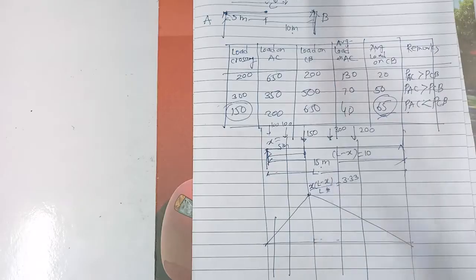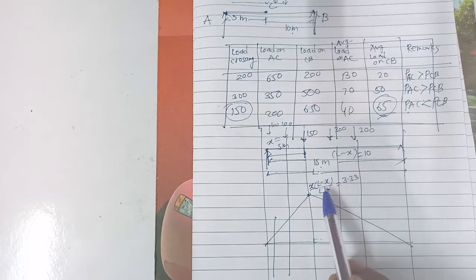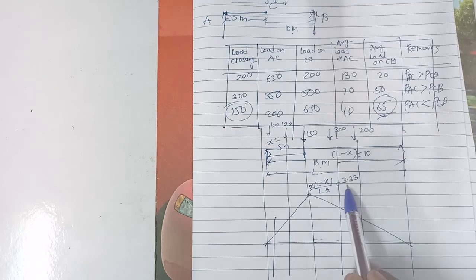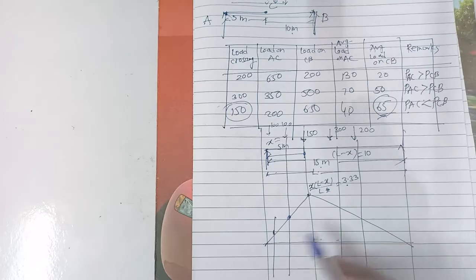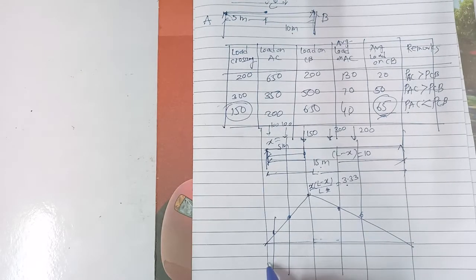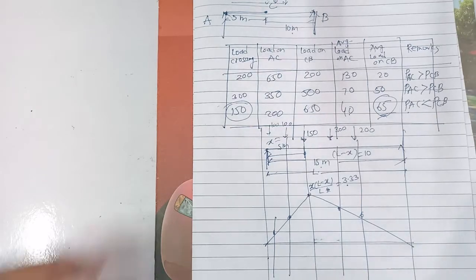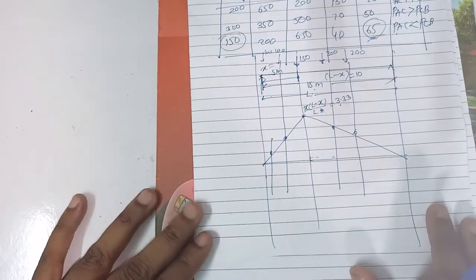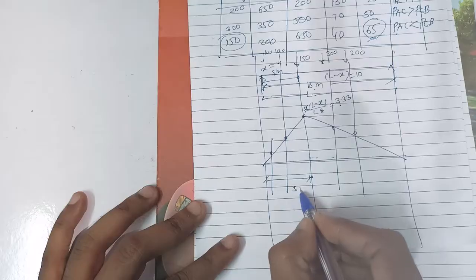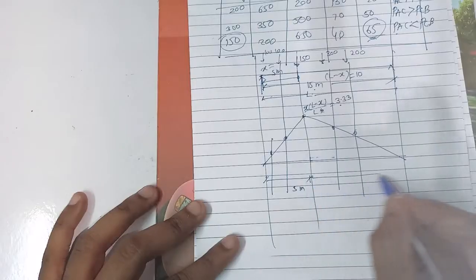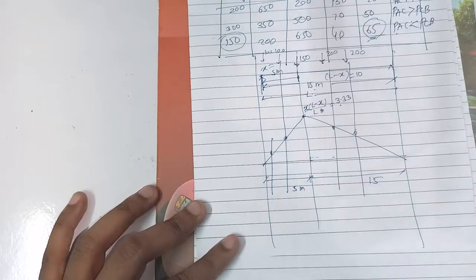Already we have calculated for 15 meter distance. For the maximum, the apex value we have calculated is 3.33. So we are interested in calculating the apex values at these points. First of all we have to calculate the base value. So for this the base is 5 meter, and here it is total 15 meter.